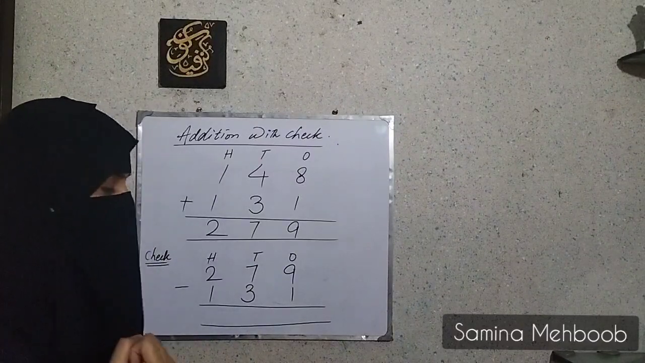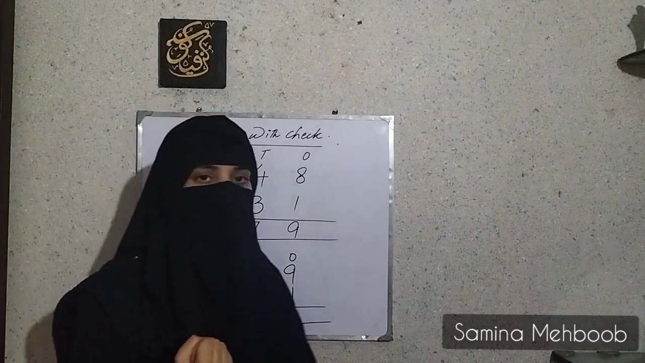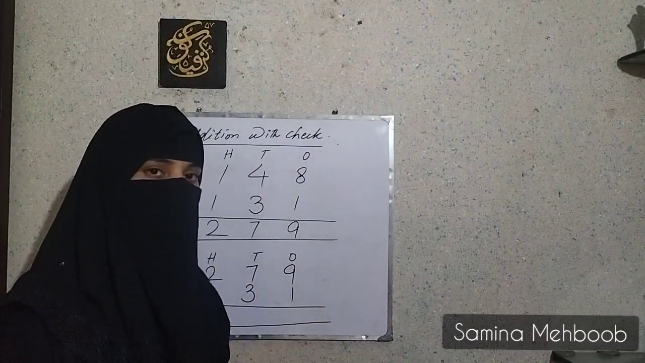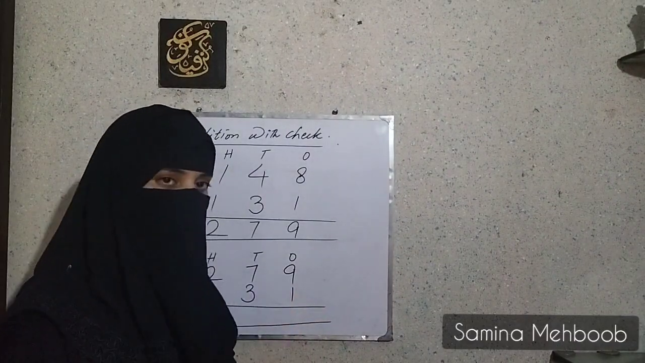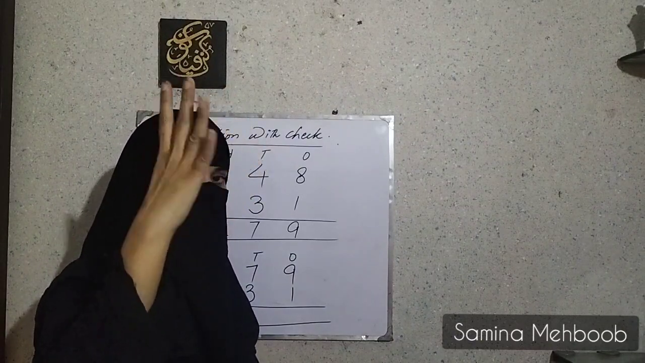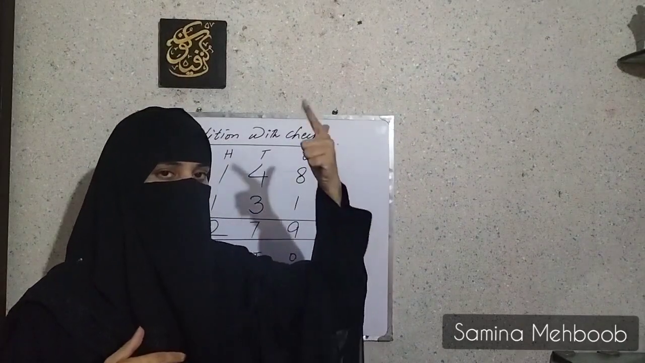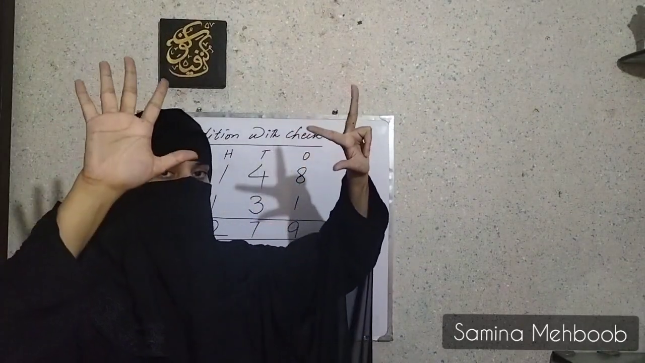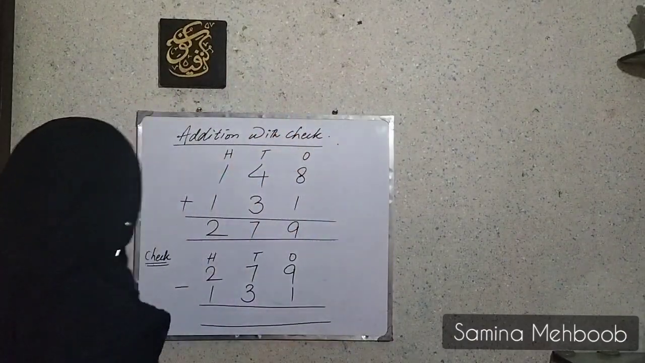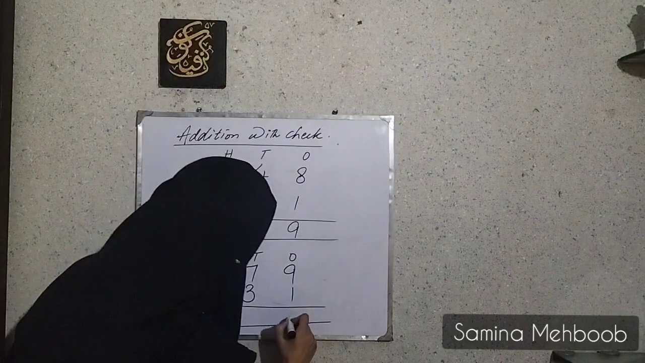Make a fist, okay? And start counting after the smaller number. What is the smaller number? 1. And start counting till 9. 2, 3, 4, 5, 6, 7, 8 and 9. What is the answer? 1, 2, 3, 4, 5, 6, 7 and 8. Okay, 8 is the ones place answer.